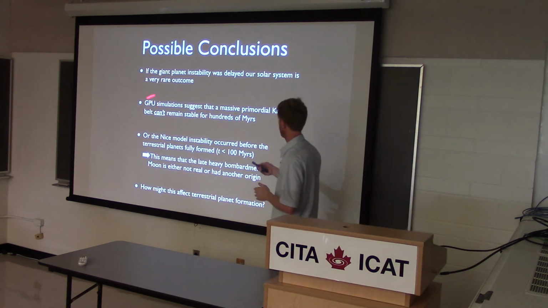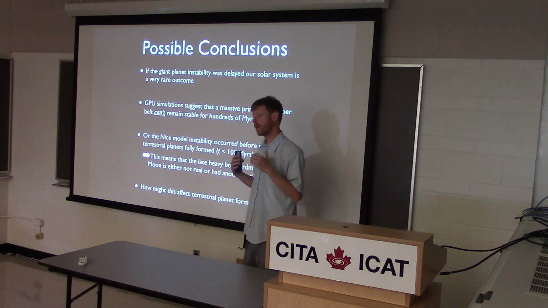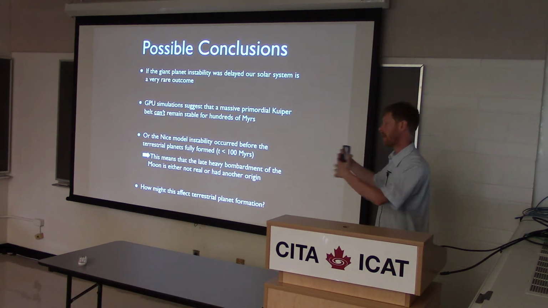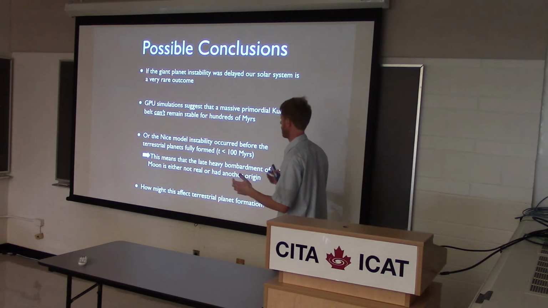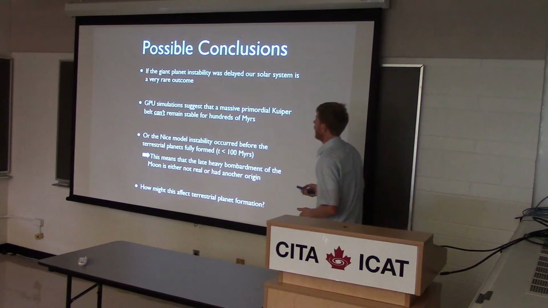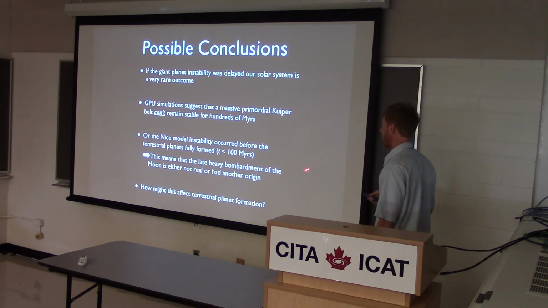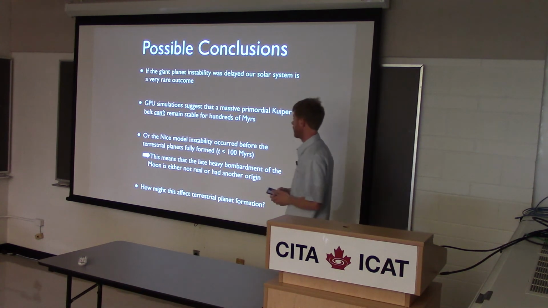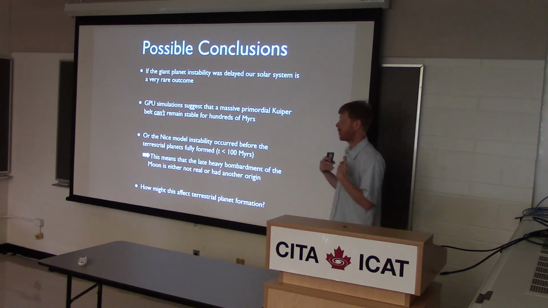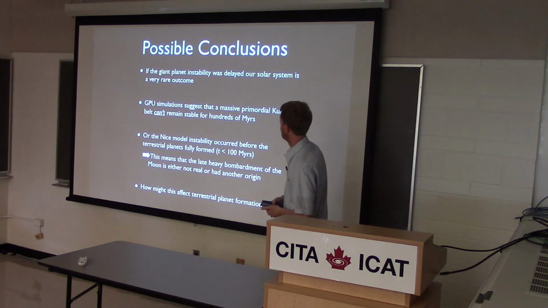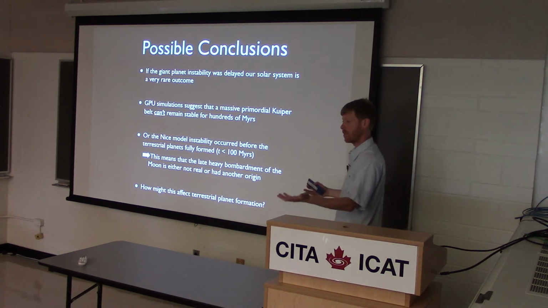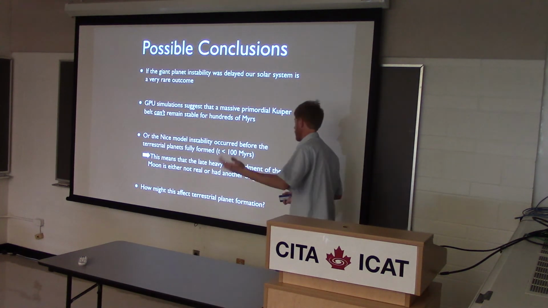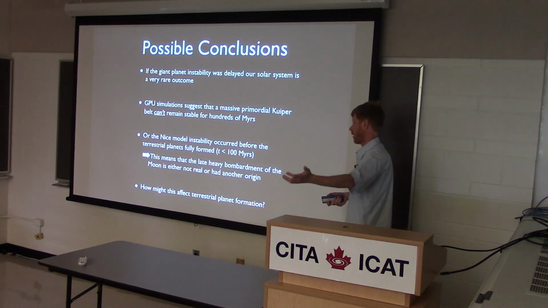And our GPU simulations suggest that a massive primordial Kuiper belt can't remain stable for hundreds of millions of years. It can only remain stable in concert with the giant planets for about tens of millions of years. So again, what we believe our work is telling us is that the Nice model instability actually occurred very early on, before the terrestrial planets were fully formed. And then you can get around preserving the stability of fully formed terrestrial planets. This means that the late heavy bombardment on the moon is either not real or had another origin.